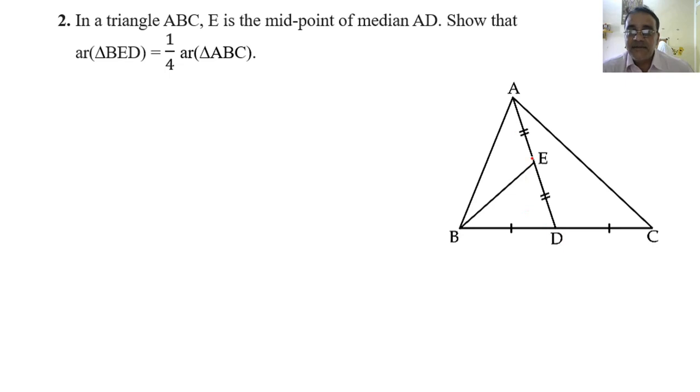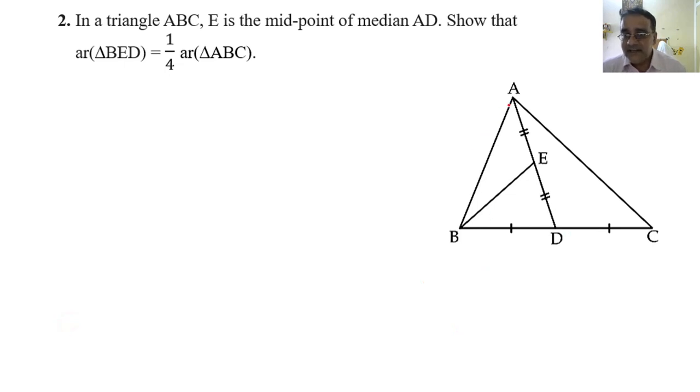See, AD is the median, and E is the midpoint of AD. So this is the midpoint of BC. Why? Sir, because AD is the median. Right, AD is the median and E is the midpoint of AD, already given. Now what we have to show is that ये जो triangle है BED, this is 1/4 of the full triangle. So let us start the solution.